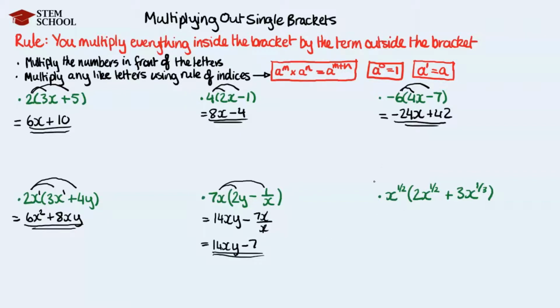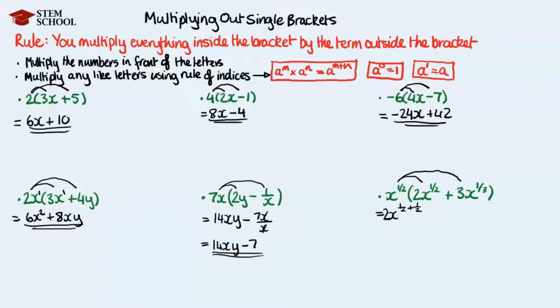There we go. Now this last one is even more complicated because we're dealing with fractional powers, okay? But we're still using the rules of indices. You just have to add the powers, okay, when you're multiplying like terms. So I'll write it out in full for you. So we're doing x to the power half multiplied by 2x to the half. So that will be 2x, then we have a half plus a half. Okay, you just add the powers.